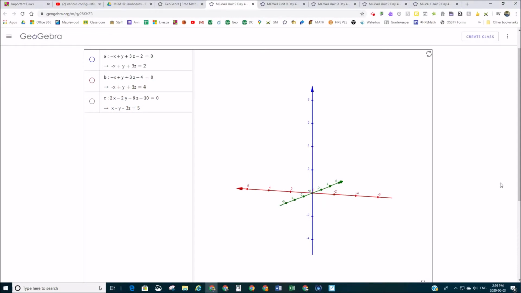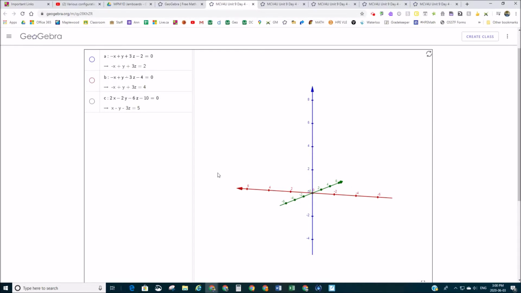So here we are on our final lesson of Unit 9, and technically the final lesson of our Calculus and Vectors course. And we get to end with a bang by exploring the intersection of three planes. So lots of exciting visualization to do here and lots of exciting math to do. So we'll get right to it.